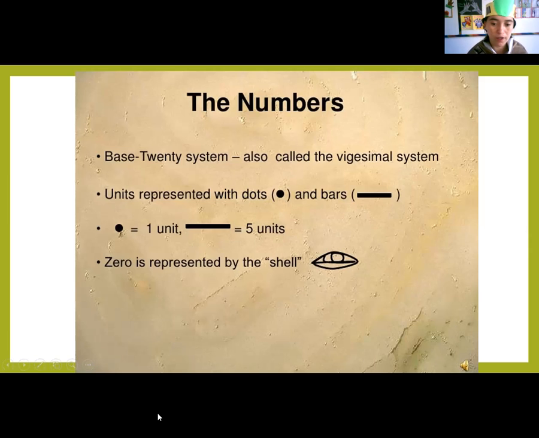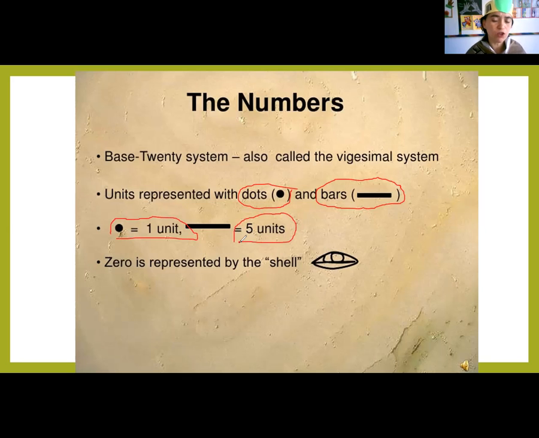They represent the dots with a point. Look here, look at the board. They represent the dots with a point, and they represent the bar like a line. What do they have here? The dots represent 1 unit, and the bars represent 5 units.